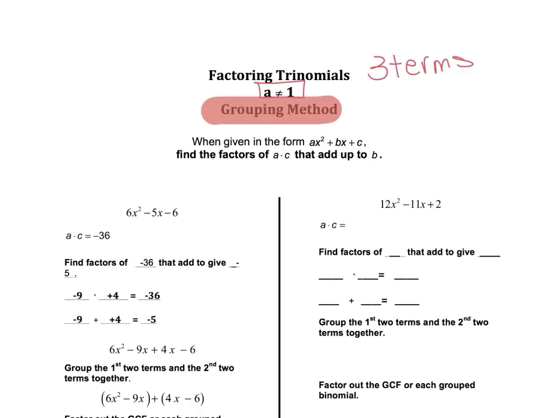So what do we do if we have an a in front of the x squared? In order to factor something like this, where x squared has a coefficient, we need to start by multiplying the a and the c. So a times c in this case is a negative 36. So what I need to do is to find those two numbers that multiply to give me negative 36 and add to give me the b, which is negative 5.